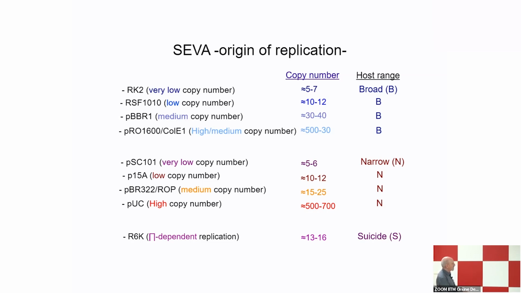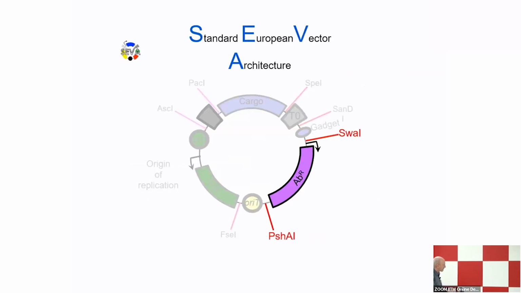But if the new host does not have the P protein, and this is the case in most cases, then this plasmid will get into the new host, but will not replicate there, will stay there for a while and will eventually be lost because it cannot replicate.